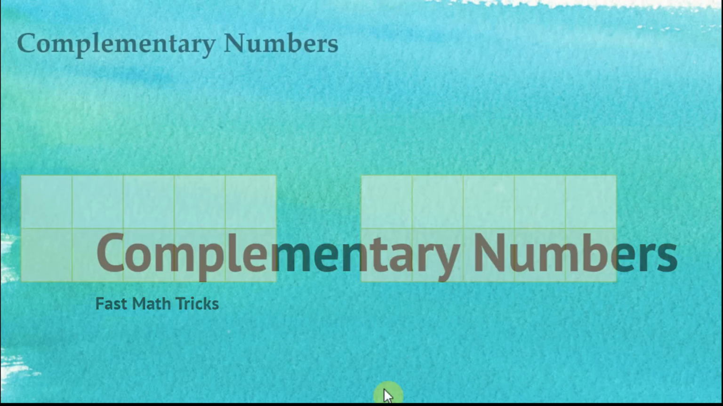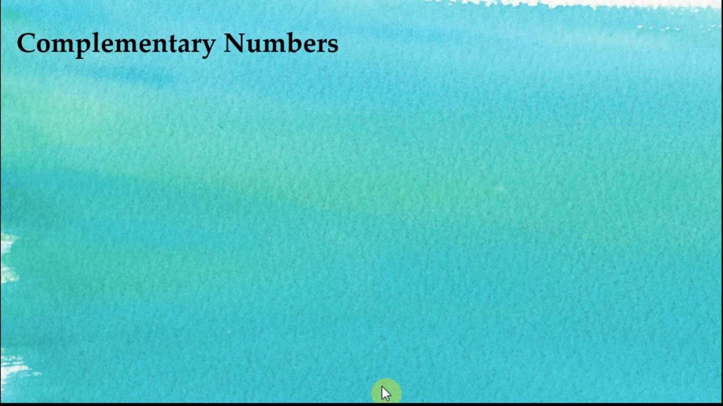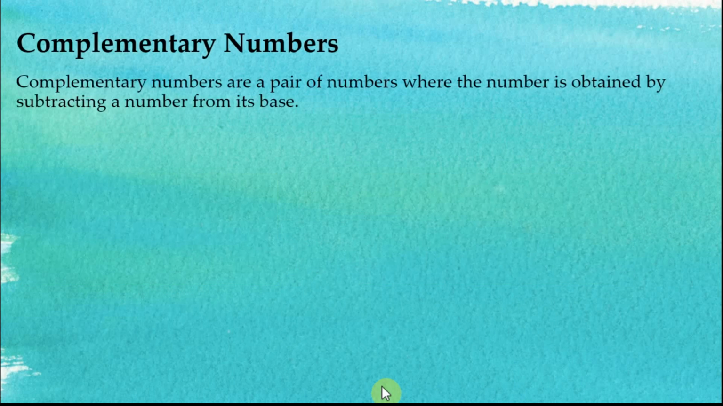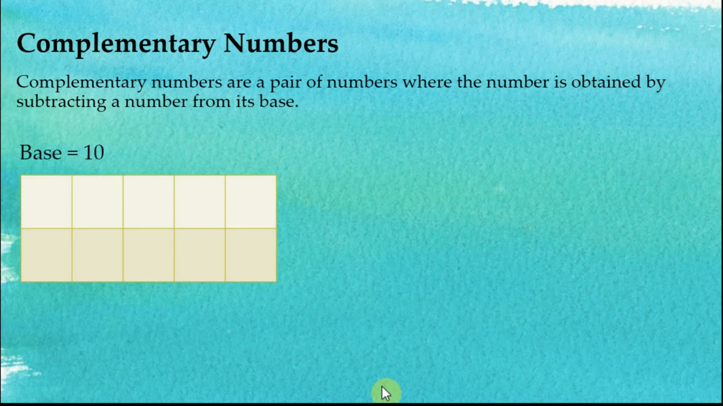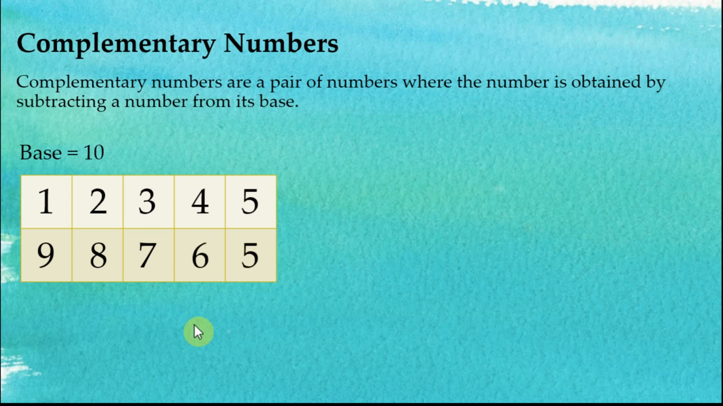So what is complementary number? Complementary numbers are a pair of numbers where the number is obtained by subtracting a number from its base. For example, if the base is 10, then the complement of 1 is 9 because 1 and 9 add up to 10. And the complement of 2 is 8 because 2 and 8 add up to 10. And the complement of 3 is 7. The complement of 4 is 6. And the complement of 5 is 5.